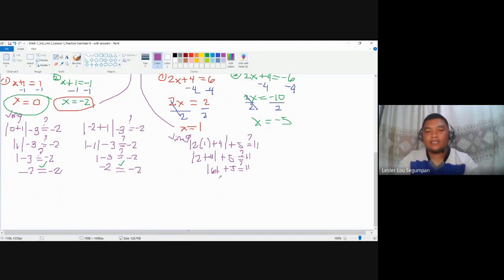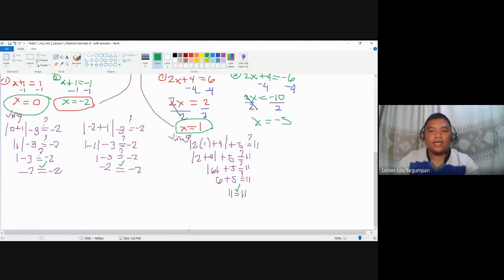Absolute value of 6. Don't be too lazy to continue. Just simply continue and continue. 6 plus 5, even if it's too obvious, question mark. 6 plus 5 is 11. Here is 11. They are now balanced. This means 1 is a solution.